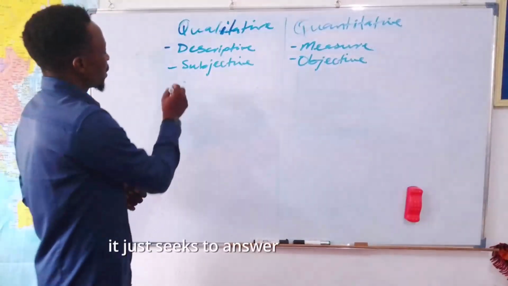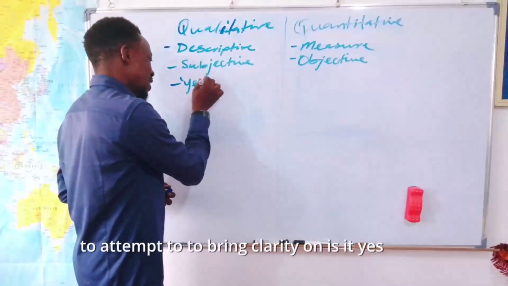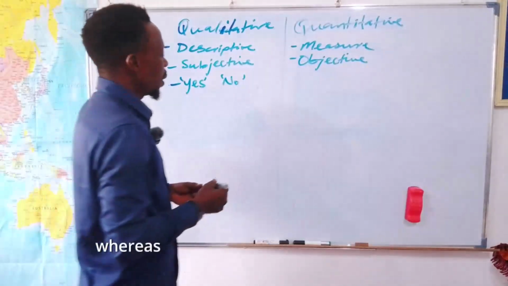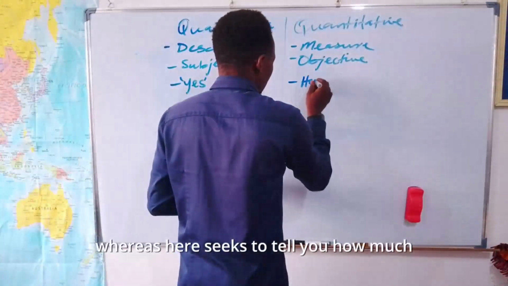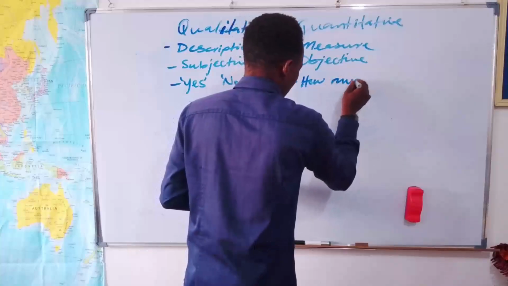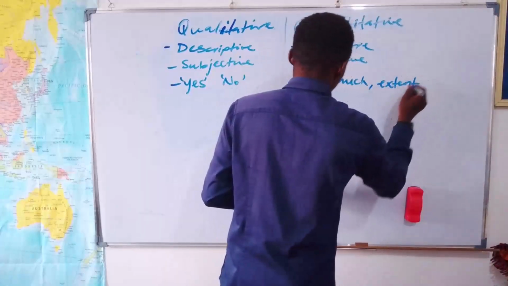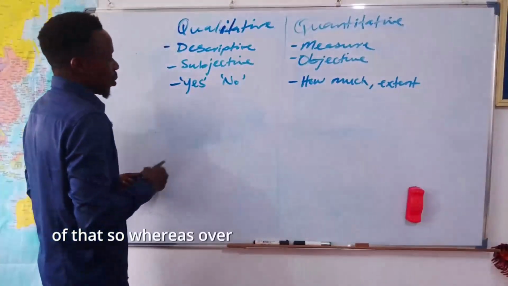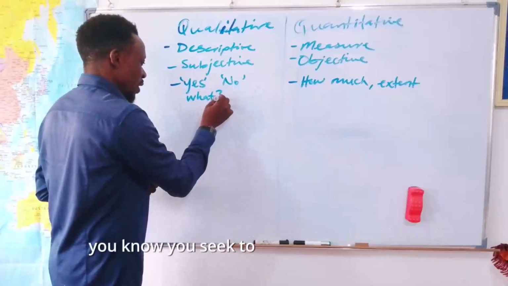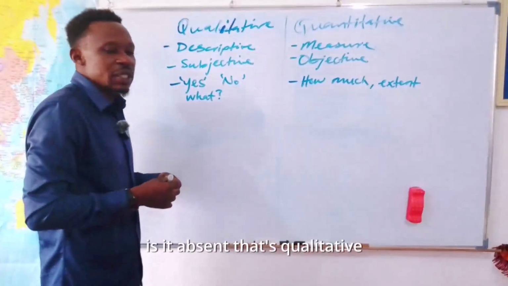You know, it just seeks to answer the question, to attempt to bring clarity on, is it yes or no? Is something present or is it absent? Whereas here it seeks to tell you how much, or to what extent, or extent of that. So whereas over here, yes or no could equally mean what. You know, it seeks to answer this question. What is it? Is it present? Is it absent? That's qualitative.